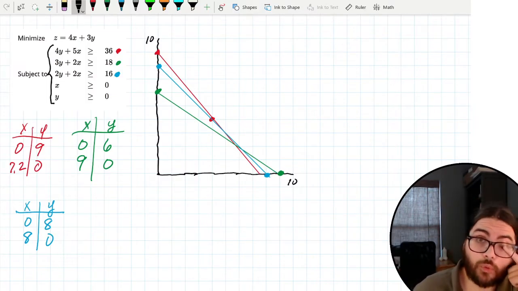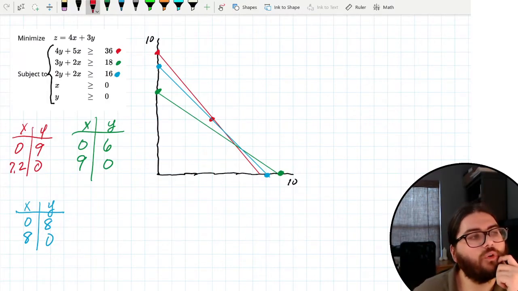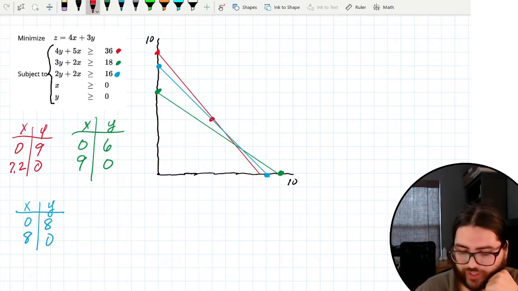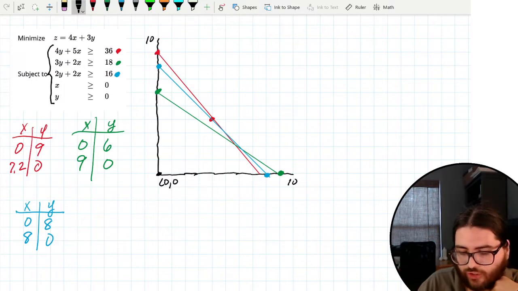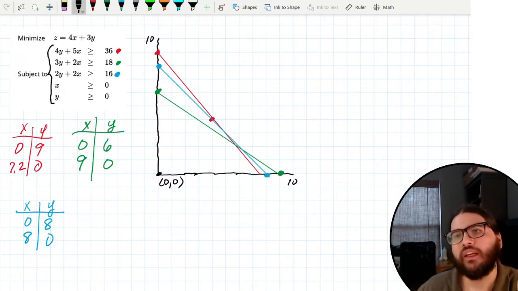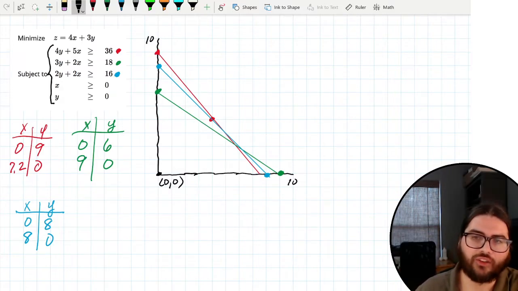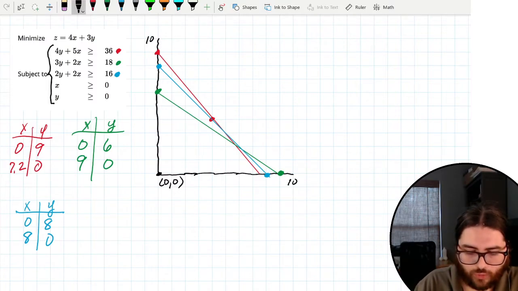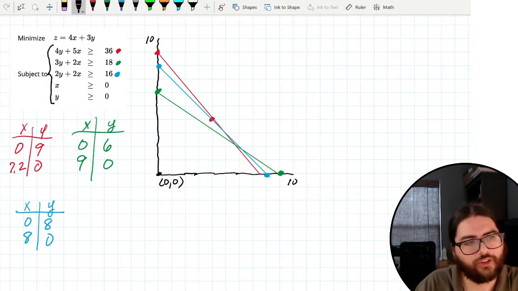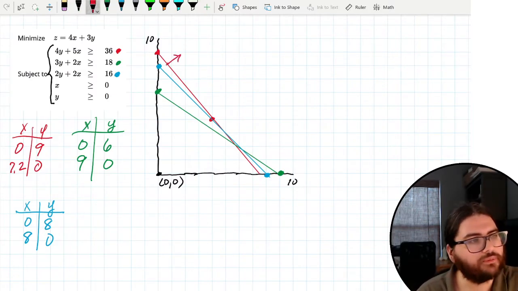Now, let me worry about the shading. 4y plus 5x is greater than 36. I'm going to use 0, 0 as my test point. That's the easiest one to use, no matter if it's greater than, less than. The only time I can't use 0, 0 is if 0, 0 is on the line, and it's not on any of these three lines. So if I plug in 0, 0 to the first equation, 4 times 0 plus 5 times 0, is that greater than 36? No. So I shade away from the origin.